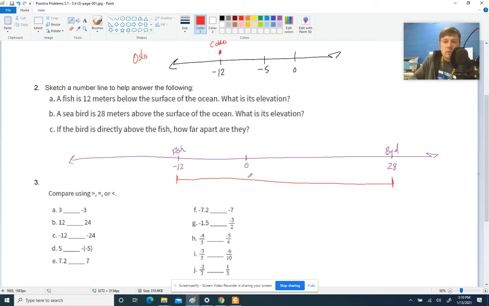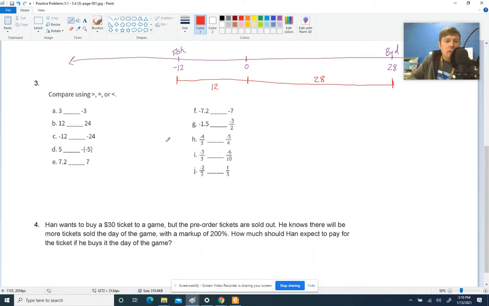So we really just want to add the 12 of absolute value that's between these two and the 28 of absolute value that's between these two. And 12 plus 28 does equal 40. So we know that they're 40 meters apart. All right, and let's move on to the next part here.